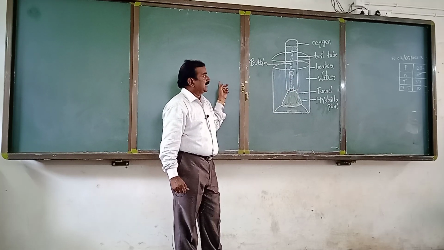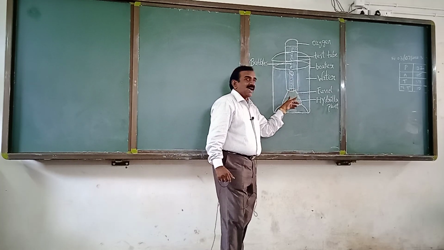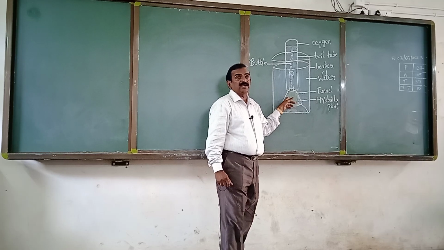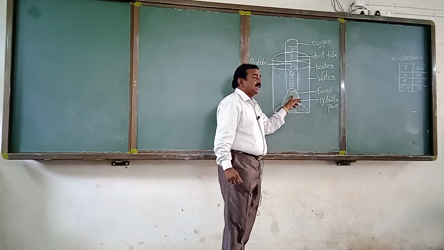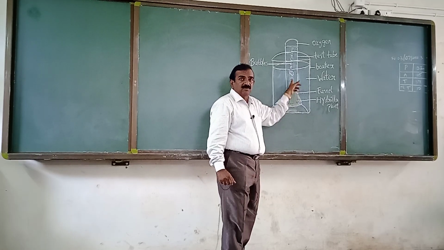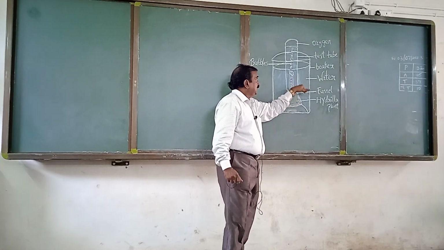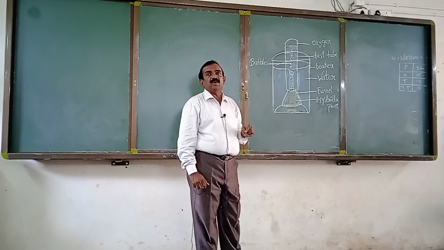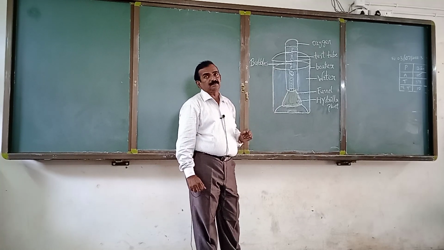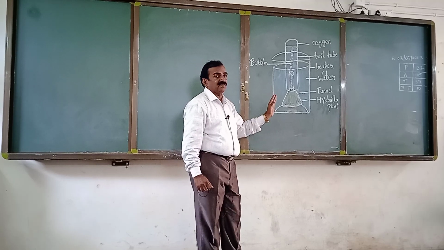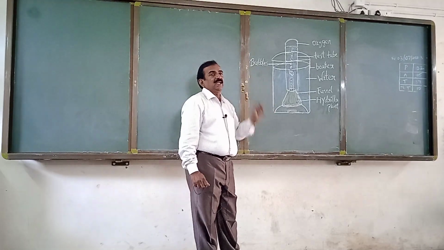And we need to take Hydrilla twigs, or Elodea twigs. It is a water plant, an aquatic plant. And this is the funnel. And in the beaker we need to take water: the beaker is three-fourths filled with water. So these are the materials required to do this activity.